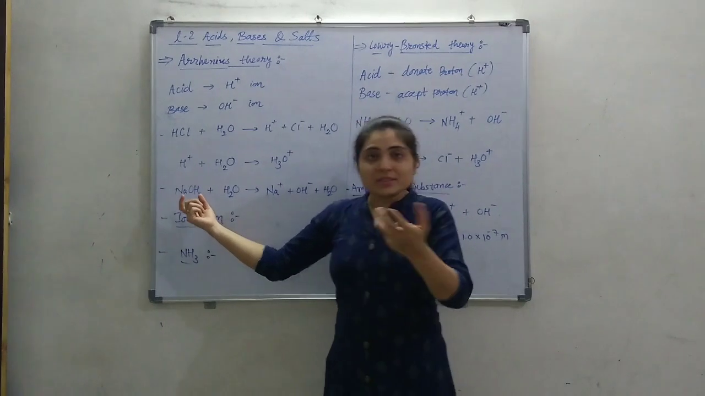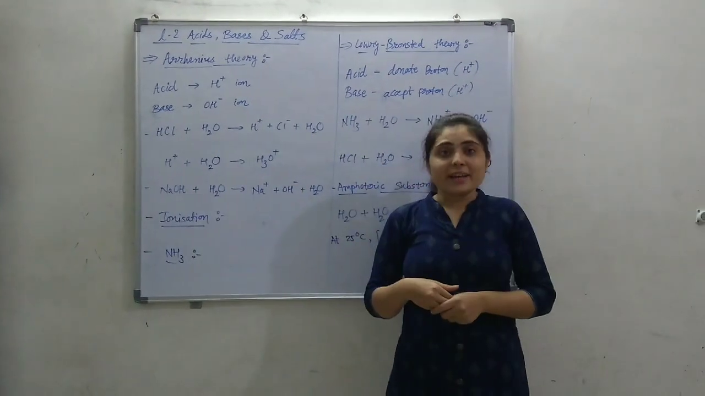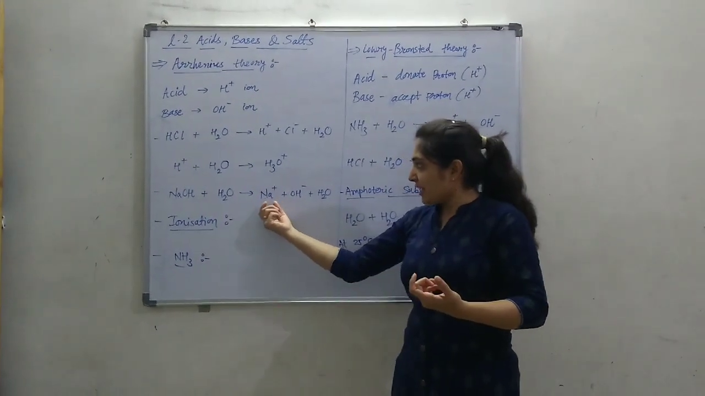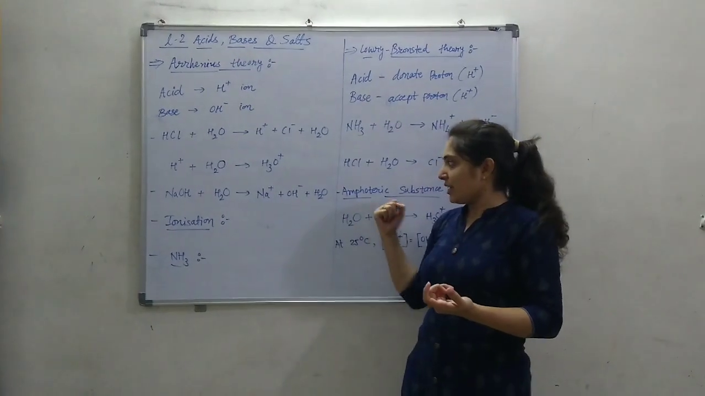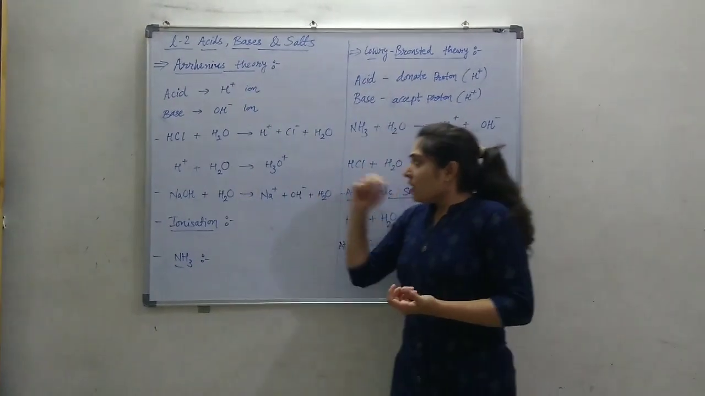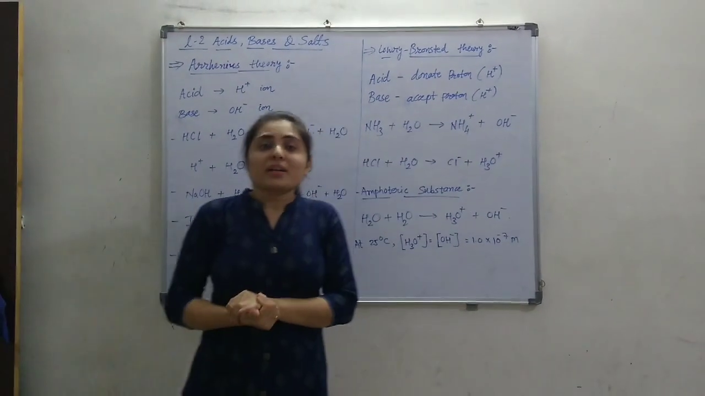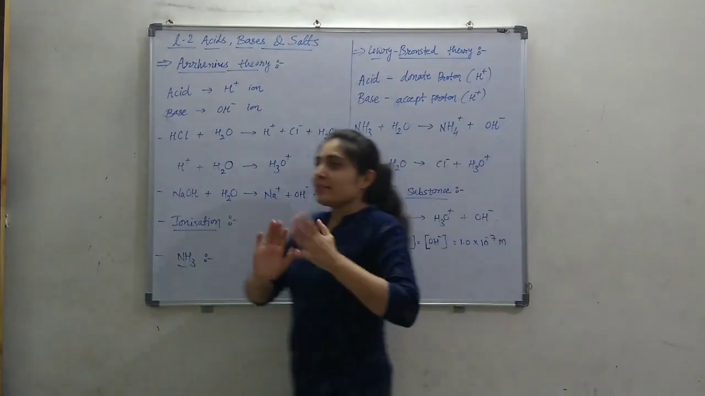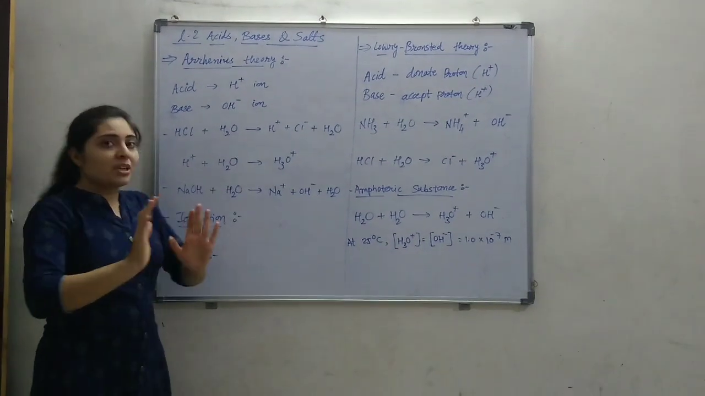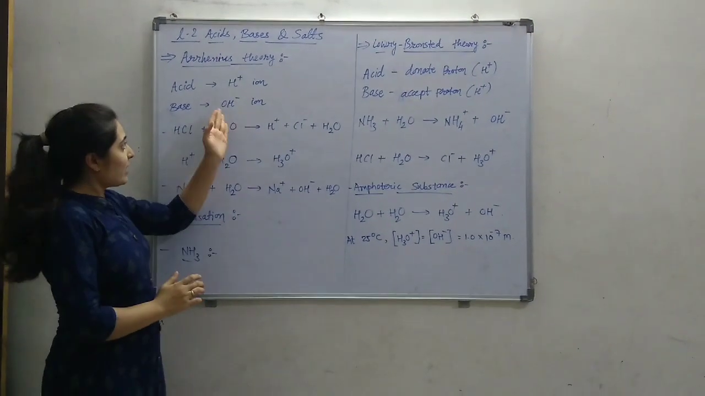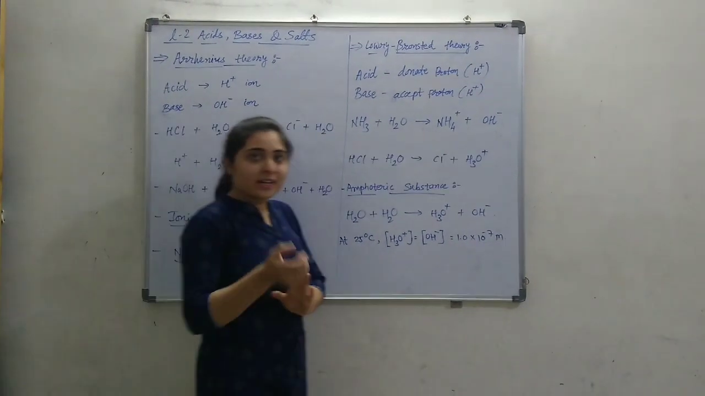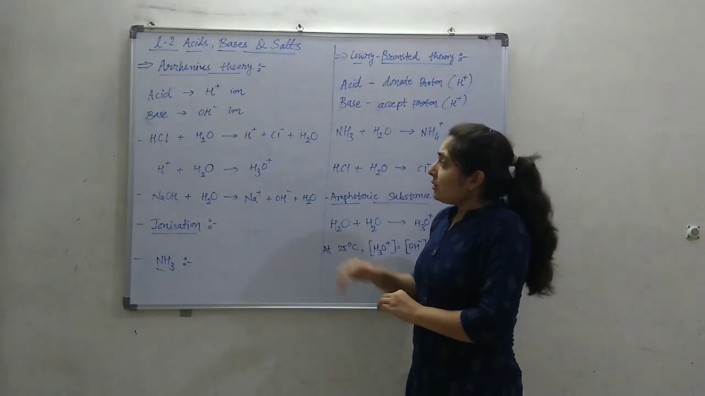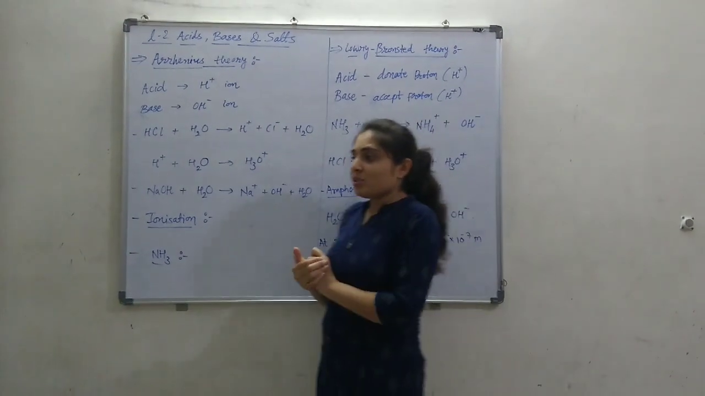And NaOH is a base. Why? Because when NaOH is added into the water, the water will dissociate this NaOH and give Na plus positive ion and OH minus negative ion. NaOH is giving OH minus ion. That's why NaOH is a base. So this Arrhenius definition gives a perfect idea about acid and base: if H plus ion is there, it will be the acid, and if OH minus ion is there, it will be the base. But what is the limitation of this theory?